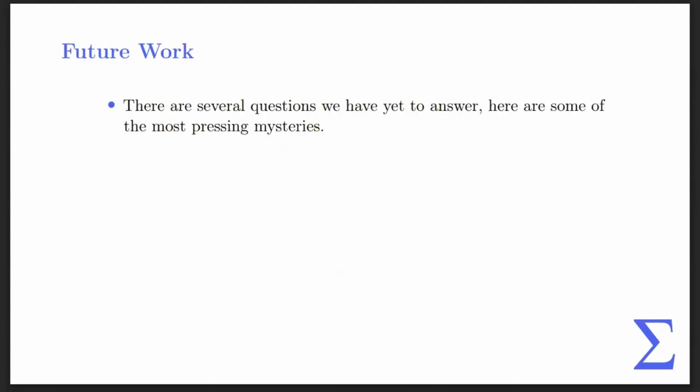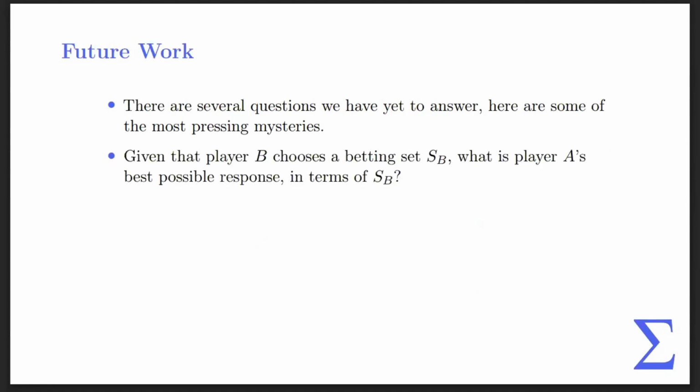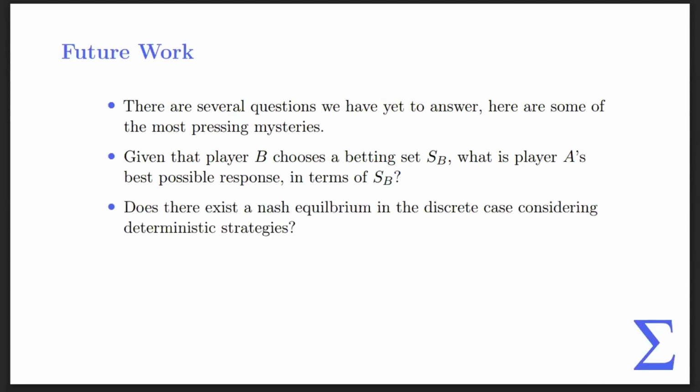And then here's some future work that we hope to do. One key question that we still haven't answered is: what is the best possible response betting set? If I give you a betting set S of B, what is player A's best possible response? We've figured it out computationally for small n, but we don't have a general procedure or formula yet. Also, another question is: is there a Nash equilibrium if we consider deterministic strategies? That's equivalent to cycles of length 1 that we were talking about before.